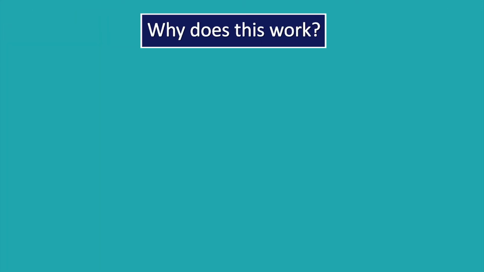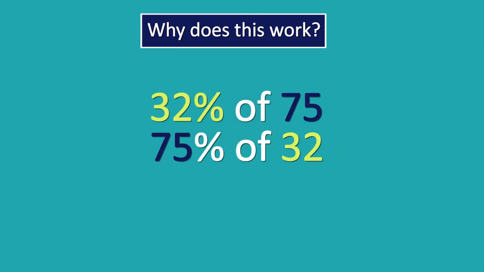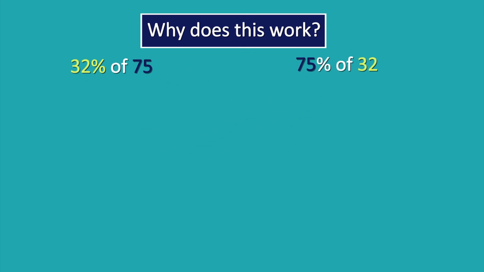Let's now look at why this works. The maths involved here is actually quite straightforward. Let's put 32% of 75 on the left-hand side of the screen and 75% of 32 on the right-hand side of the screen. Now, there are two things we need to remember about the percentage of an amount. 32% is the same as 32 over 100, and in this context, of means times. So 32% of 75 is the same as 32 over 100 times 75.